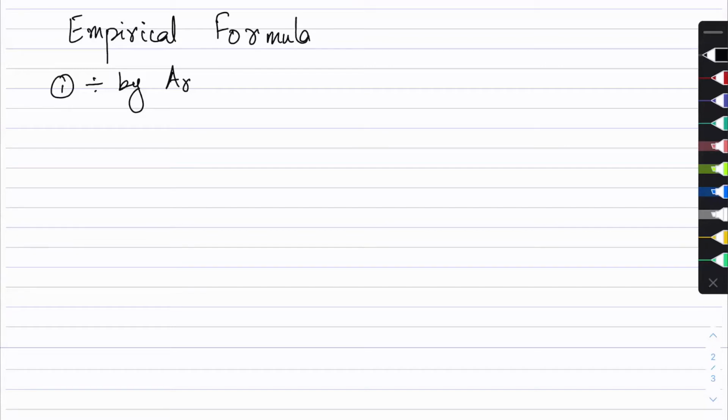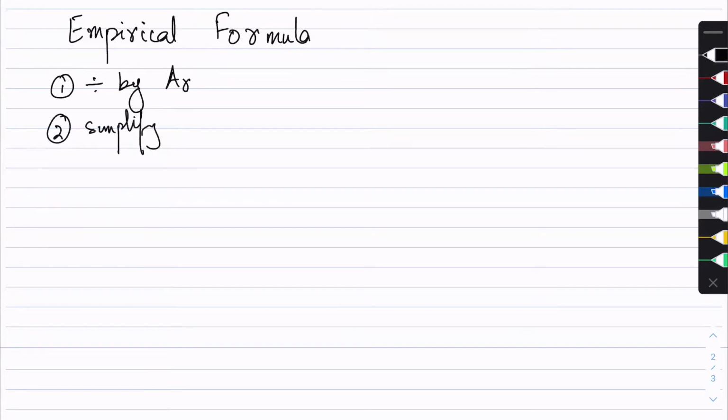The reason for that is that within a compound, oxygen is not existing as an oxygen molecule. It's existing as oxygen atoms joined together. And that is why we will take the mass of the atom. Okay. So that's the first step. Second step is you simplify.